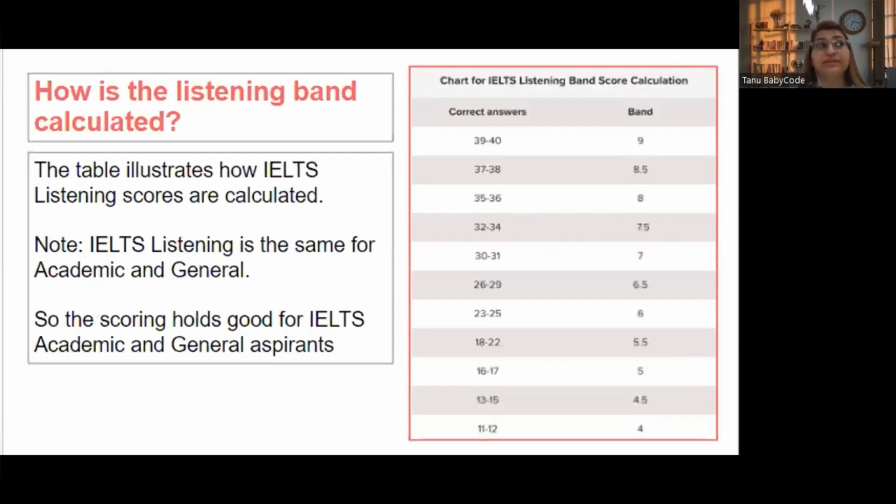Now, how is the listening band calculated? How do you get the scores of your listening band? You can have a look at the right side of my screen. This table will show how IELTS listening scores are calculated. Suppose I talk about academic students and their target is 6.5, then they need to have correct answers as 26 to 29. So, if your correct answers are 26, then also you will get 6.5, right? And even for 29 correct answers, you will get 6.5. So, for an advantage, you should always target 30 because you will get 7 marks here, right?